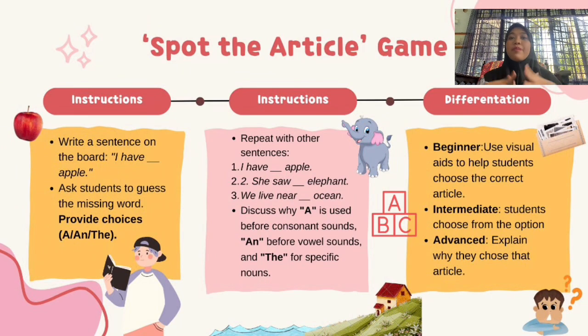By doing this, it will help the students to understand the rules before we introduce them in detail. To support different learners, for beginners, we will use picture cards to match with the correct article. For the intermediate students, we will let them choose the correct article from multiple options. And for the advanced students, they will need to explain and justify why they chose certain articles for their answer.